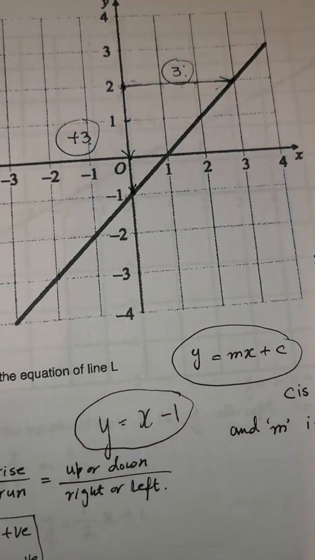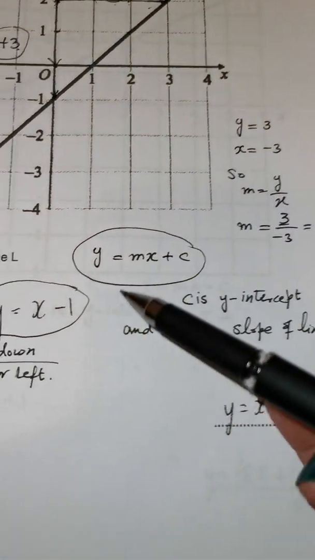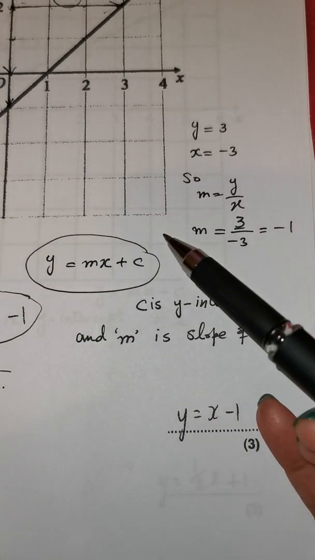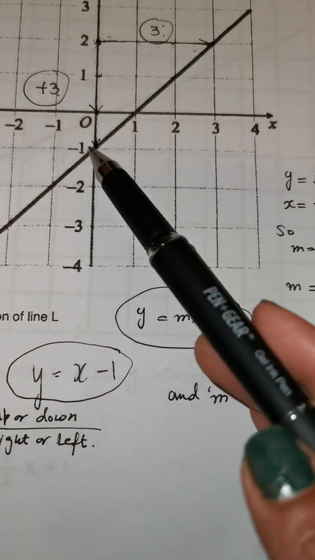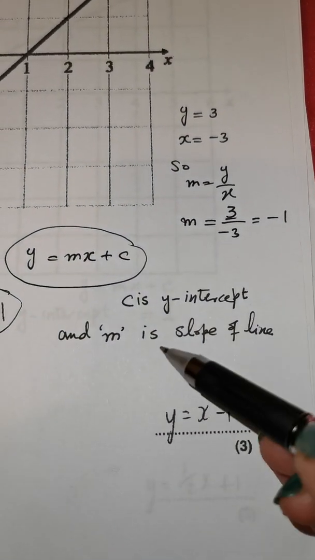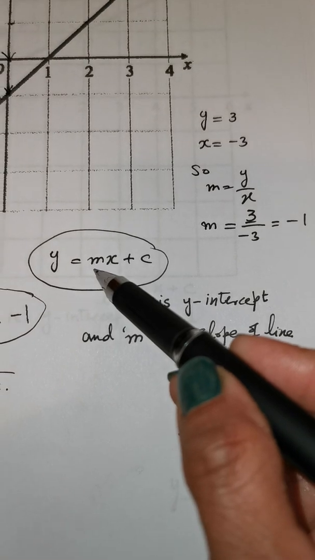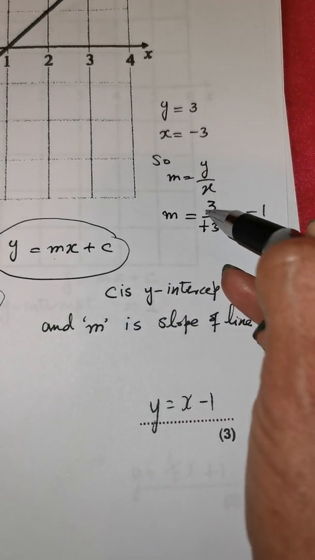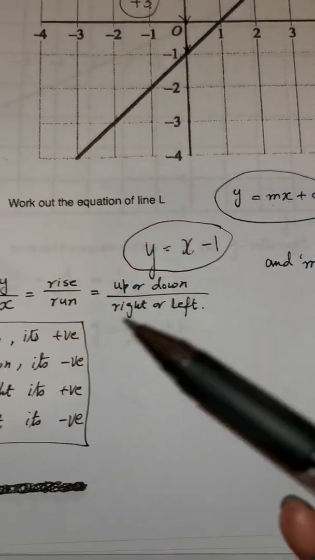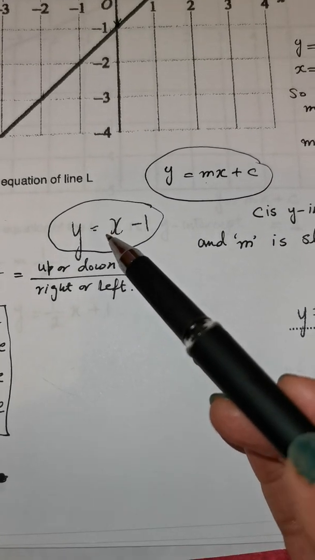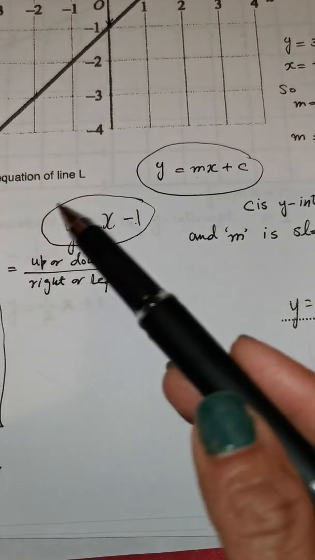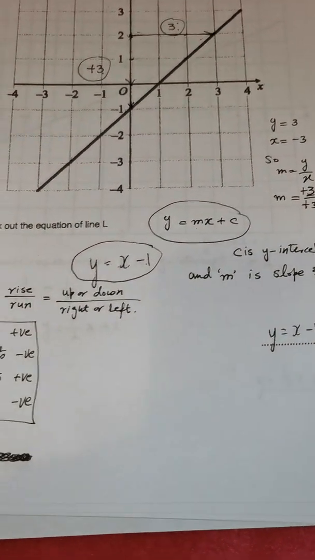So your slope will be +1, and I just put the values in y = mx + c. The c value we have found is -1 because the line touches here at the -1 point. And the m value is +1, because both are positive. So in place of m we write +1, and in place of c we write -1. So the equation of this line will be y = x - 1.